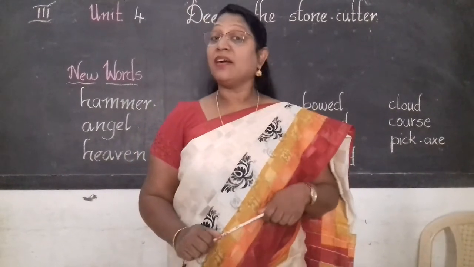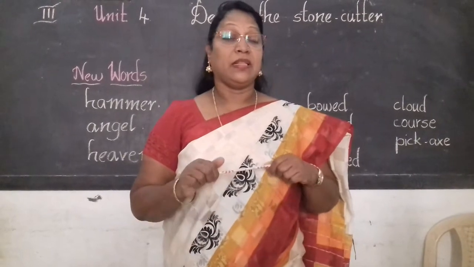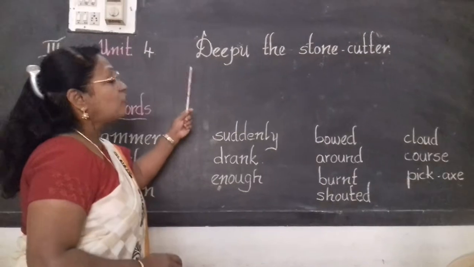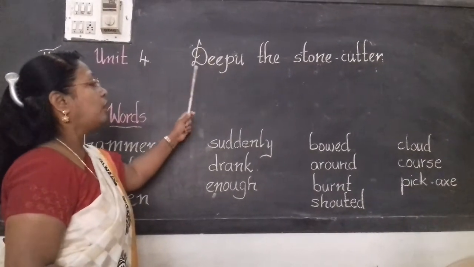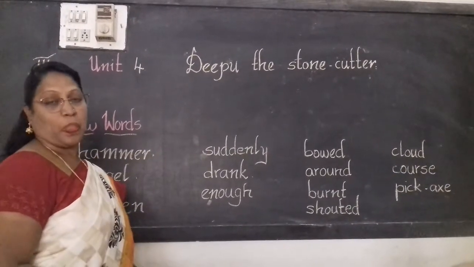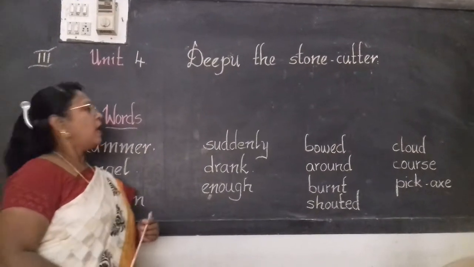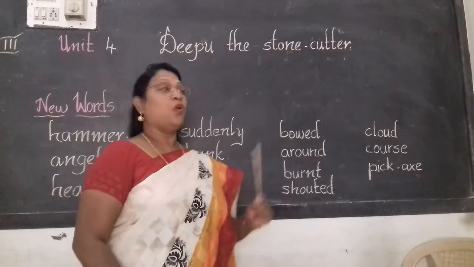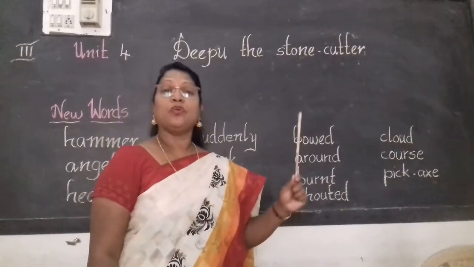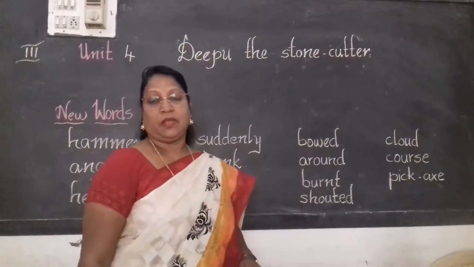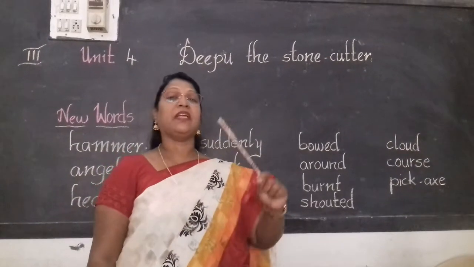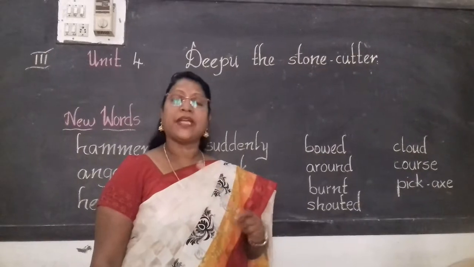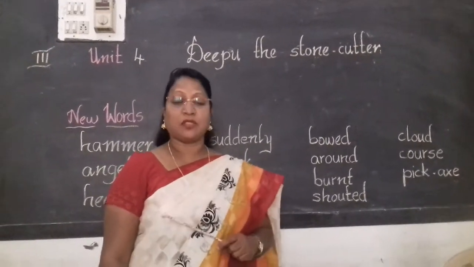I told you that we are continuing this lesson. This story is about Deepu, the stone cutter. Now, who was Deepu and what was his work? Deepu was a person who used to cut stones. His business was cutting stones and selling them. So, I'm going to take you to the picture as well as the story.